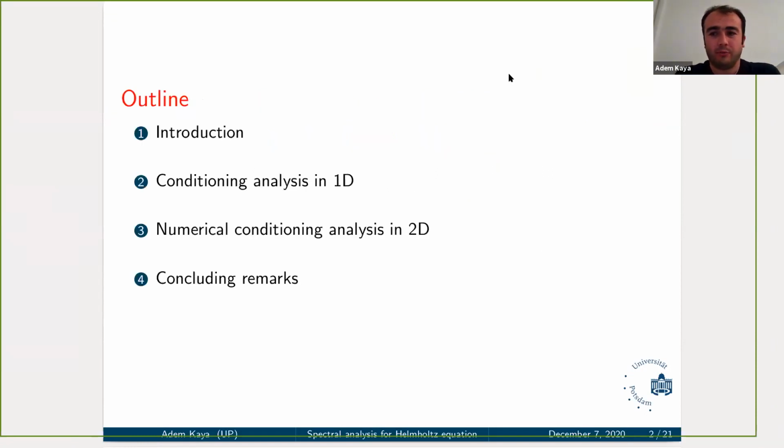So this is the outline of my talk. First, briefly, I will explain why it is difficult to solve the Helmholtz problem, especially for large wave numbers. Then I will introduce a novel method to observe near zero eigenvalues of an indefinite matrix that satisfies certain conditions. And using this technique, we will analyze different discretization schemes. Then we will see what happens in two space dimensions, and finally concluding remarks.